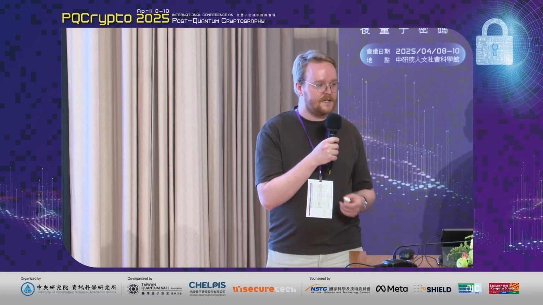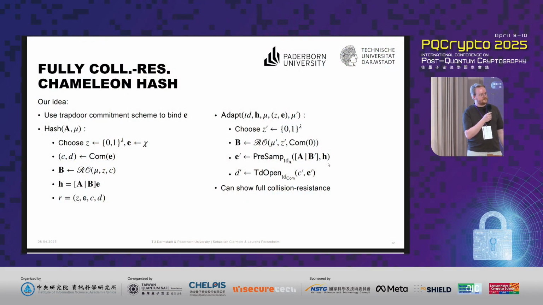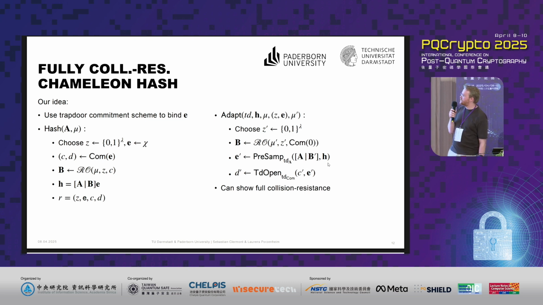Any other questions? I'm not an expert in this field, but I'm curious about, can you go back to your slide a little bit? Which one? Maybe the Chameleon hash. Oh, the next one? This one. Uh-huh. I'm just puzzled about the random oracle mu prime, z prime, commit 0. Yeah. Why 0 here?